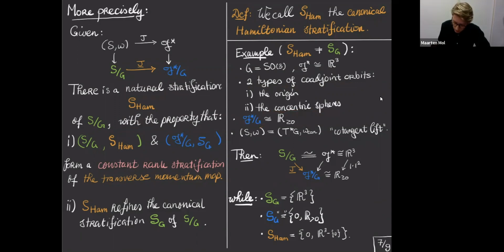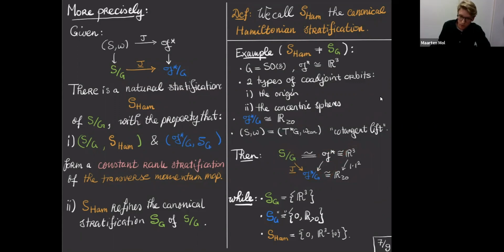Now we can take, as a symplectic manifold, the cotangent bundle of G and consider the cotangent lift of the G action on itself. So this is a Hamiltonian action. And first of all, the action is free, so in fact the orbit space S mod G is smooth and is diffeomorphic to the dual of the Lie algebra. And under this diffeomorphism, the transverse momentum map becomes identified with the norm squared.